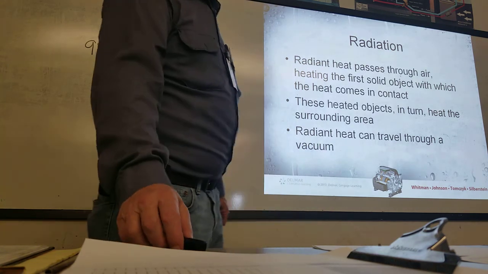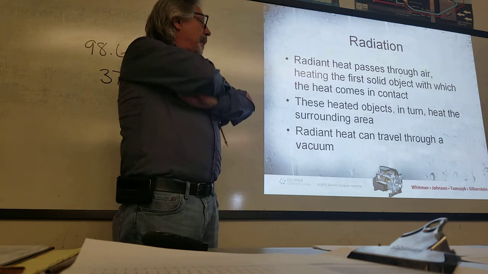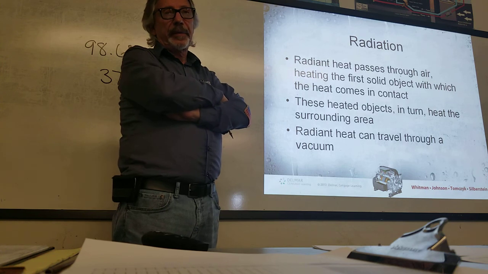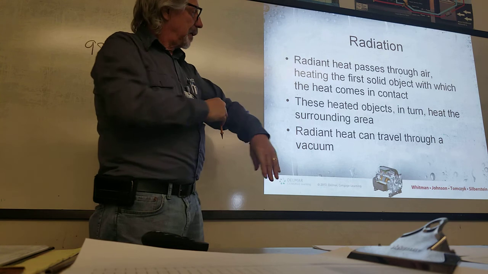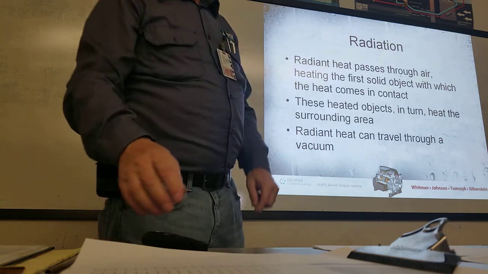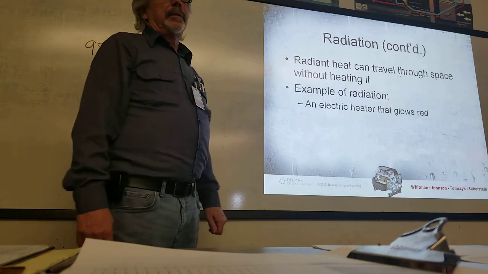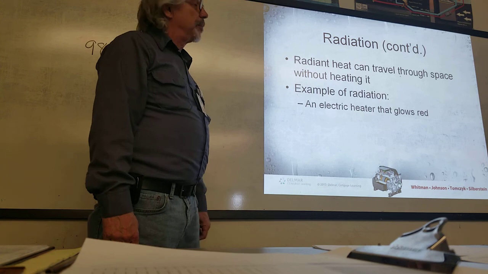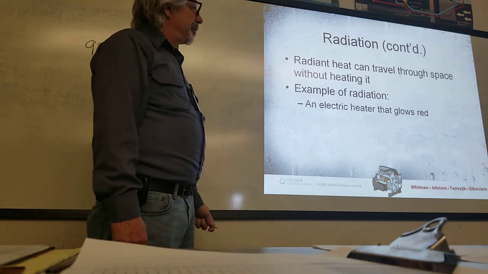Radiation. Radiant heat passes through air, heating the first solid object with which the heat comes in contact. These heated objects in turn heat the surrounding area. Radiant heat can travel through a vacuum. Like a sun ray. Radiant heat can travel through space without heating it. Example of radiation, an electrical heater that glows red.